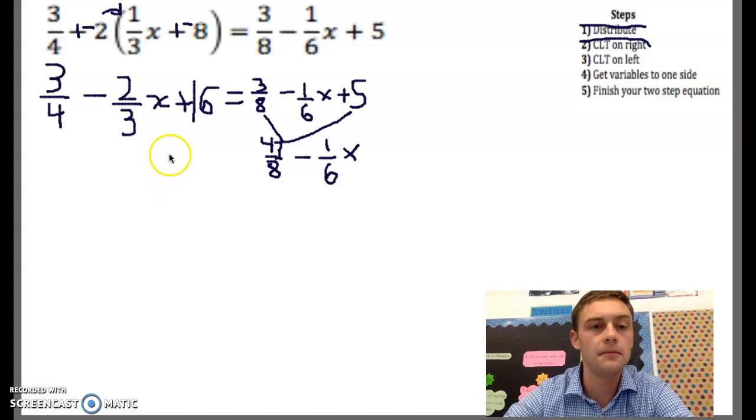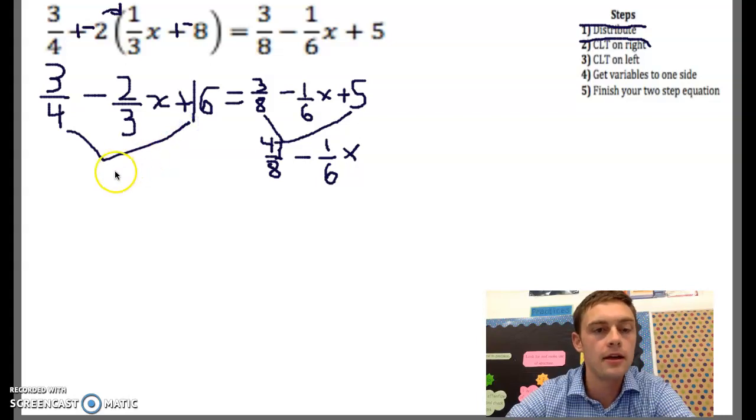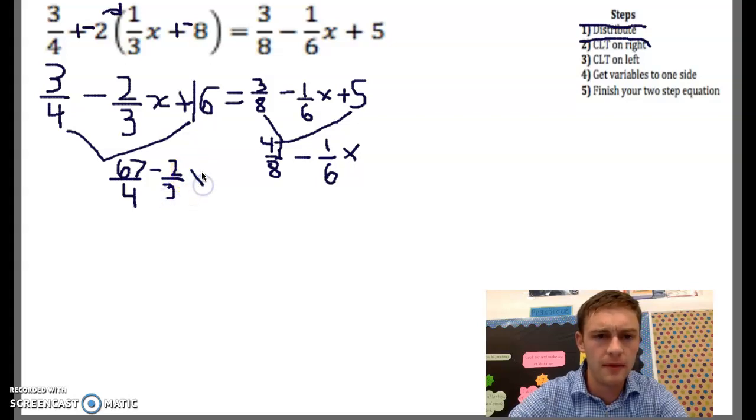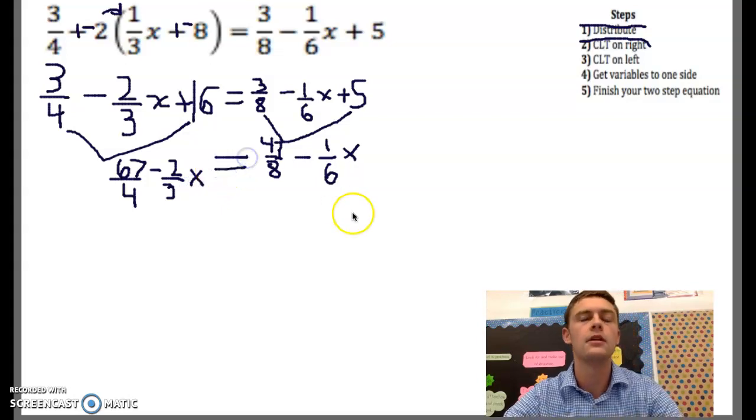Same thing on the left side. Combine those like terms with 3/4 and the 16. And that will give you 67/4 minus 2/3 x. And I'm not doing a great job keeping my work nice and level, but you get the idea.